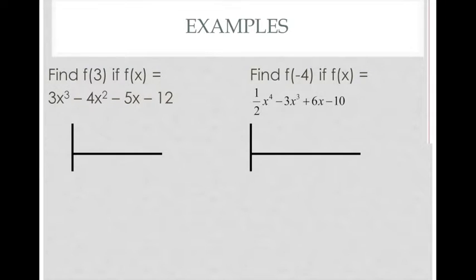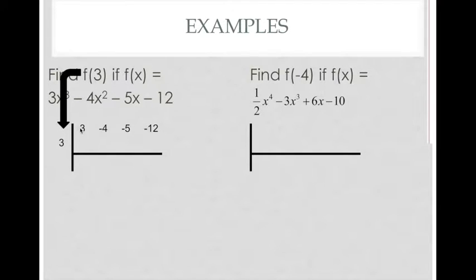Okay, so let's try this. f of 3, if f of x equals 3x to the third minus 4x squared minus 5x minus 12. In synthetic division, we need to put each one of our coefficients inside the box. So 3, -4, -5, and -12. In this theorem, we are going to be dividing by 3, and our remainder will be our answer.